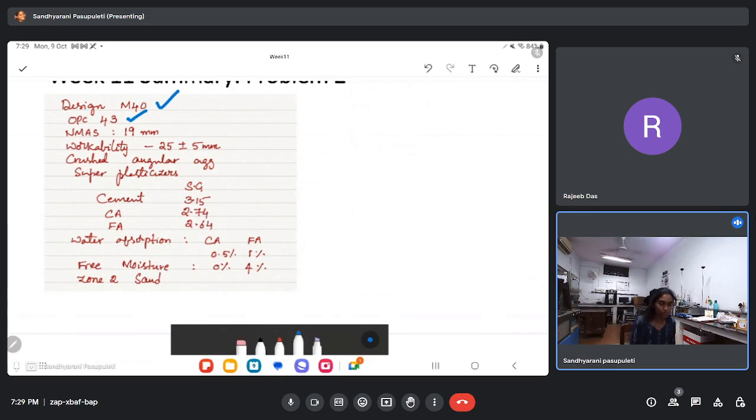That means here we are going to design for compressive strength, not the flexural strength. NMAS of 19 mm is given. Workability is the same, 25 plus or minus 5. And crushed angular aggregates are going to be used. Superplasticizer we are going to add.